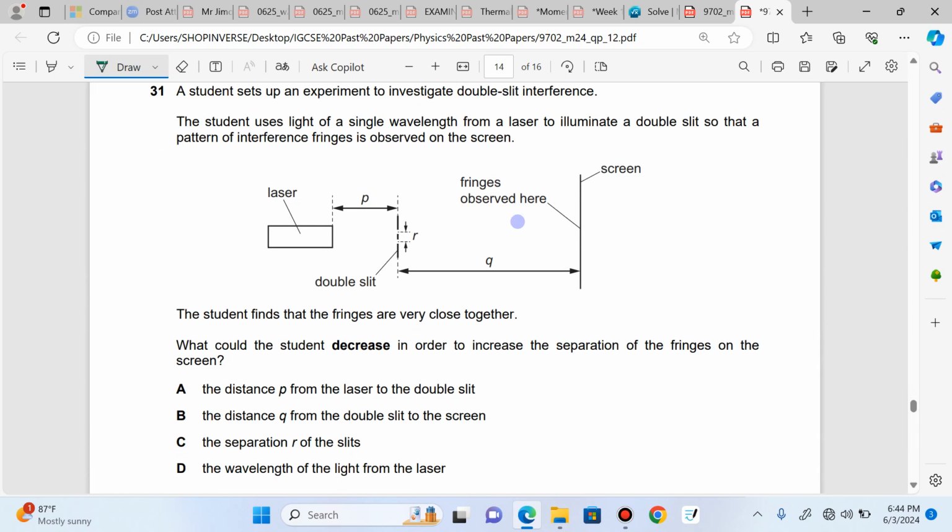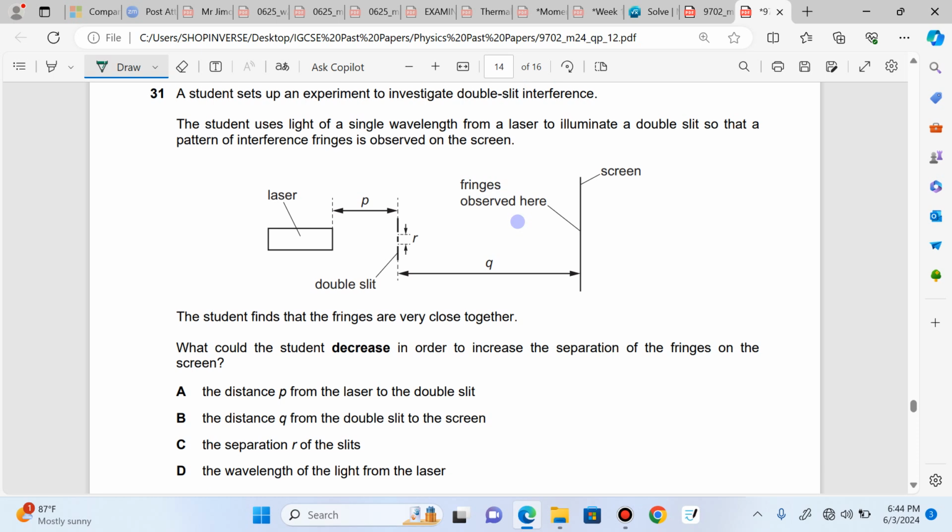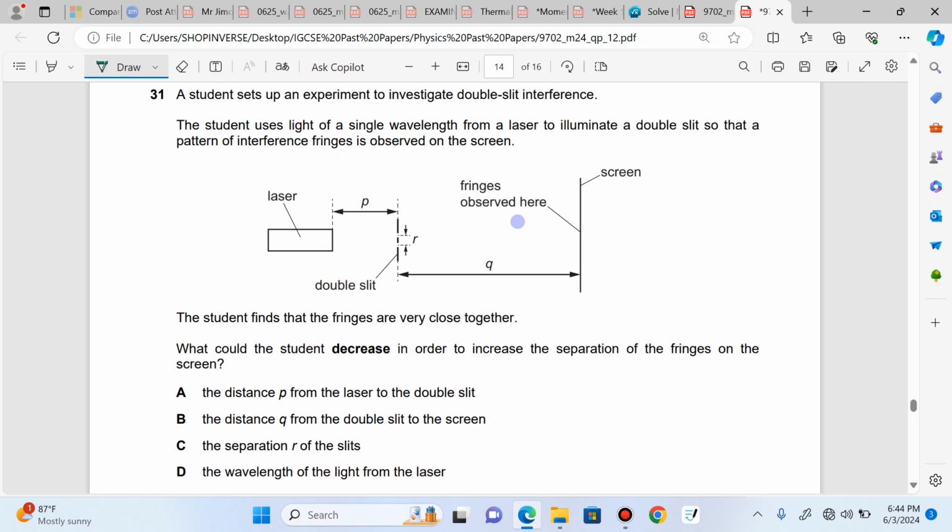Question number 31. A student sets up an experiment to investigate double slit interference. The student uses light of a single wavelength from a laser to illuminate a double slit so that a pattern of interference fringes is observed. So this is the laser, the wave passes through these two slits and forms fringes on the screen. The student finds that the fringes are very close together. What could the student decrease in order to increase the separation of the fringes on the screen? So I'll put a diagram here.